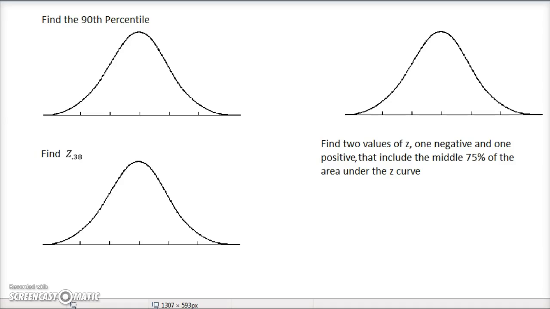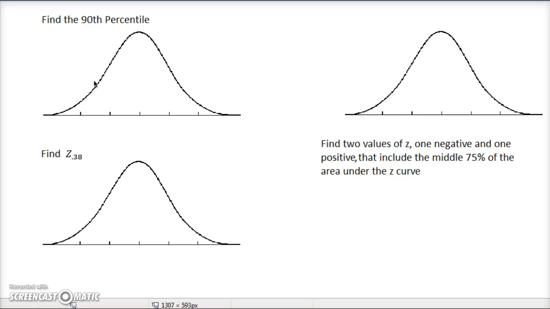Okay, here are three examples of finding the inverse probability. That's the situation where you are given the probability or the area that you are looking for, and you have to find the value of z that goes with it. So for this first example, you're asked to find the 90th percentile.